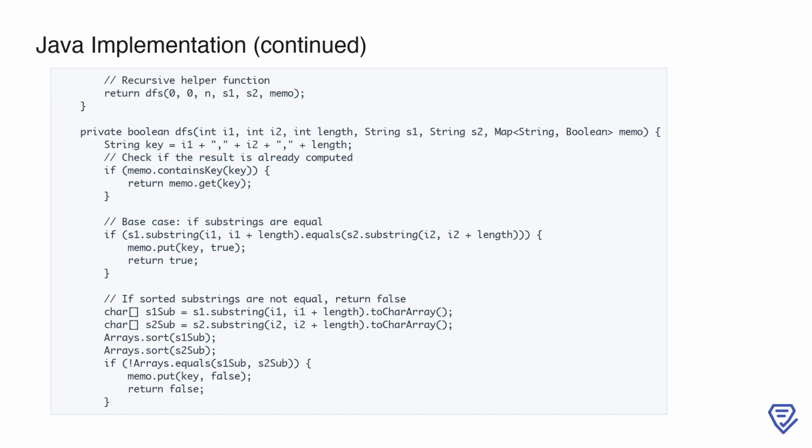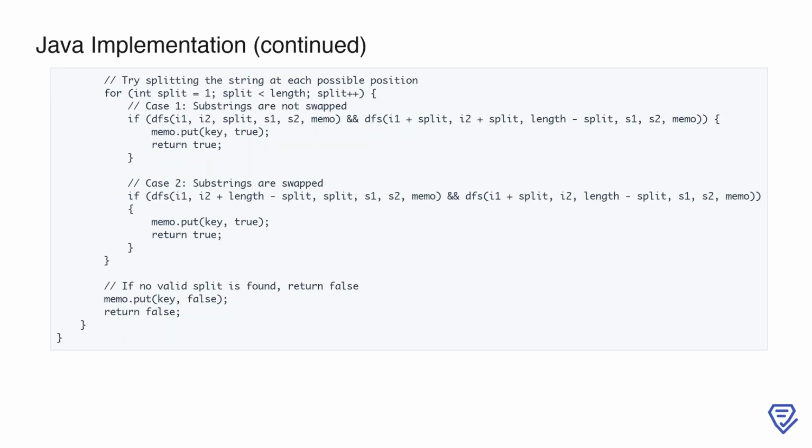If the result has been computed before, we return the cached value, saving time. Another base case is handled here. If the substrings of s1 and s2 defined by i1 and i2 for the given length are equal, we store true in the memo for this key and return true. Then, we check if the sorted substrings are identical. If they are not, it means there's no way one can be scrambled into the other, so we store false in the memo and return it. This ensures that unnecessary recursive calls are avoided for invalid cases.